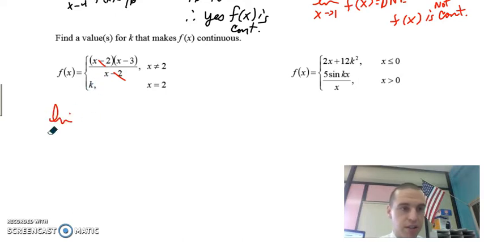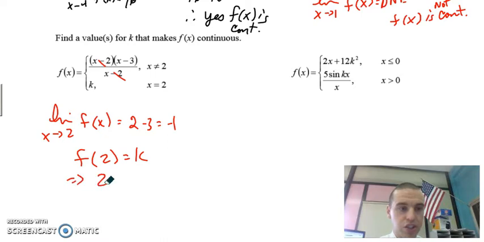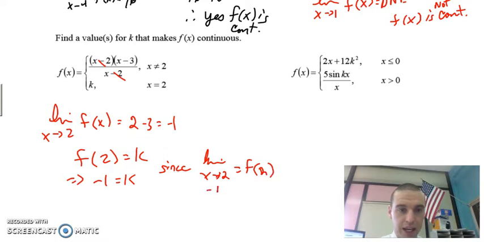So what are we going to do? We're going to do the limit as x approaches 2 of f of x, and that equals 2 minus 3, which equals negative 1. So therefore, f of 2 equals k. That implies that negative 1 has to equal k, since the limit as x approaches 2 equals f of 2, and so therefore that's why we get negative 1 to equal k.